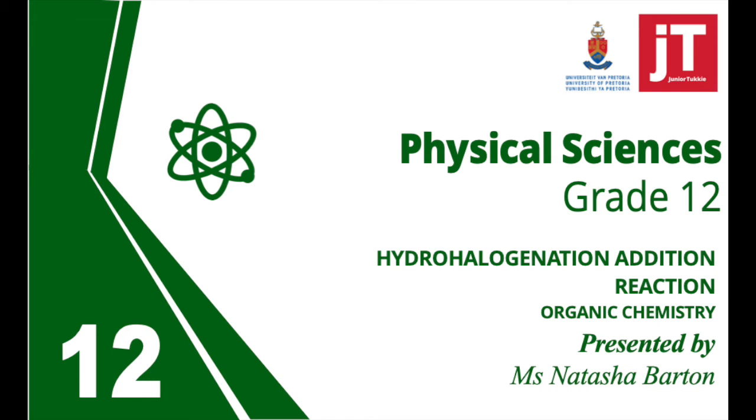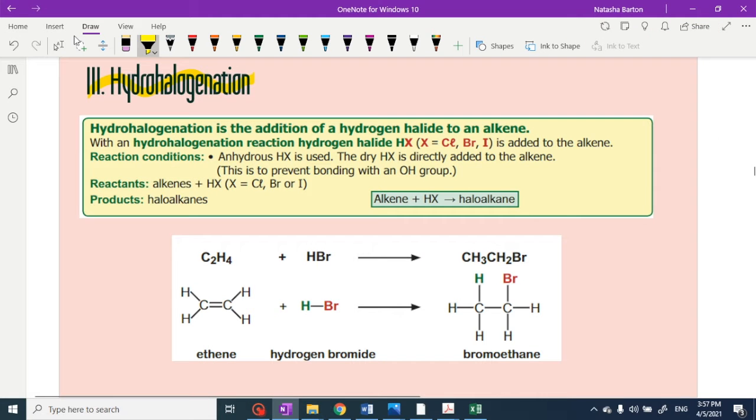In this video, I'm going to be looking at hydrohalogenation. So let's dissect this word. We have halogen and we have hydro. So this means we have hydrogen bonded to a halogen, such as chlorine, bromine, iodine, or even fluorine. And this compound is going to be added to some unsaturated organic compound.